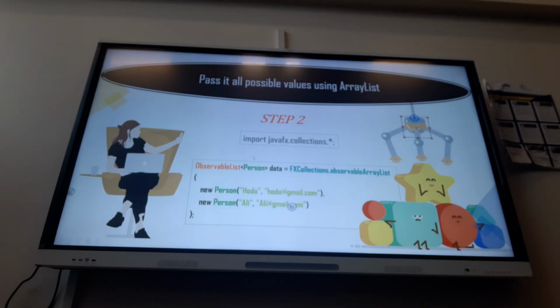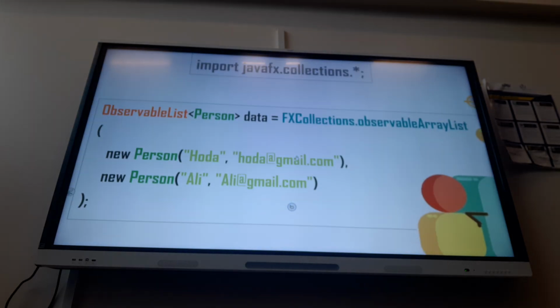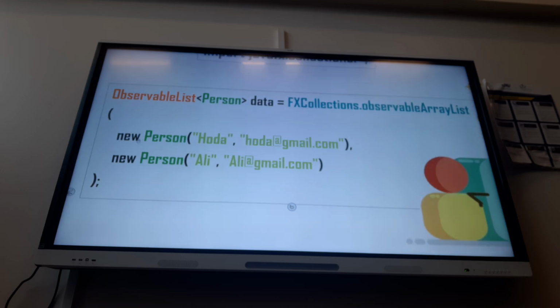Step number 2 is passing all possible values using an array list, and this is where collections are actually utilized. So I have data of type observable list that uses the FX collection, observable array list, and I push here two new objects of type person class. I save here, let's say, Huda with the email, Ali with the email, right?